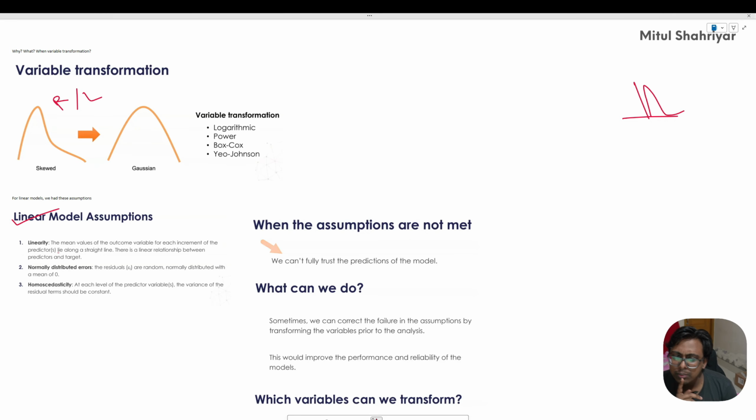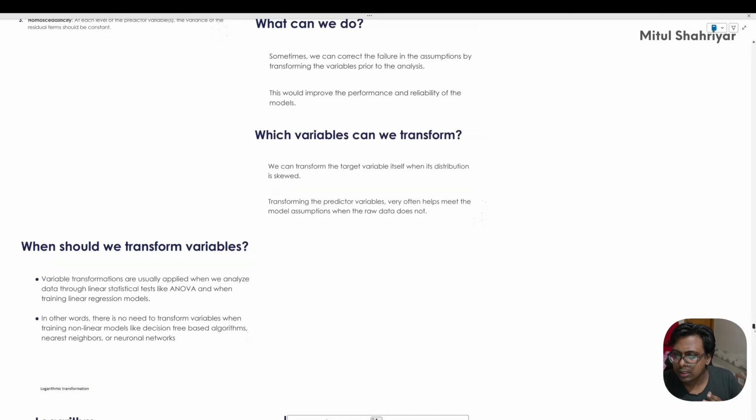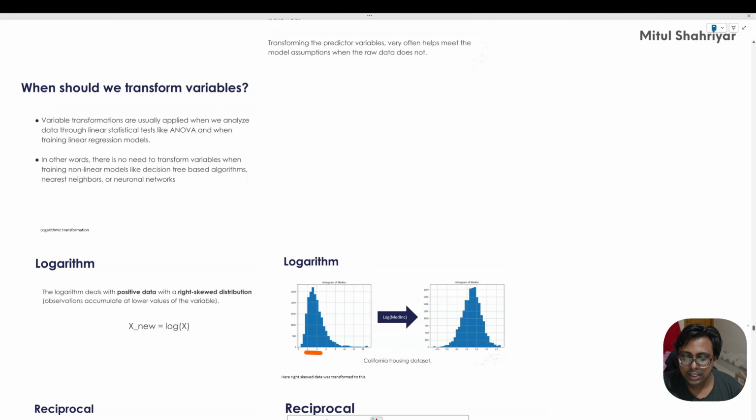When we are working with linear models, as they expect a normal distribution and linearity and other assumptions, we have to convert skewed data to a normal distribution. That's why we make these changes. But which variable can we transform? We can transform the target variable itself when its distribution is skewed. Transforming the predictor variables very often helps meet the model assumptions when the raw data does not. It's basically trial and error, but there are multiple techniques, so let's look into them.